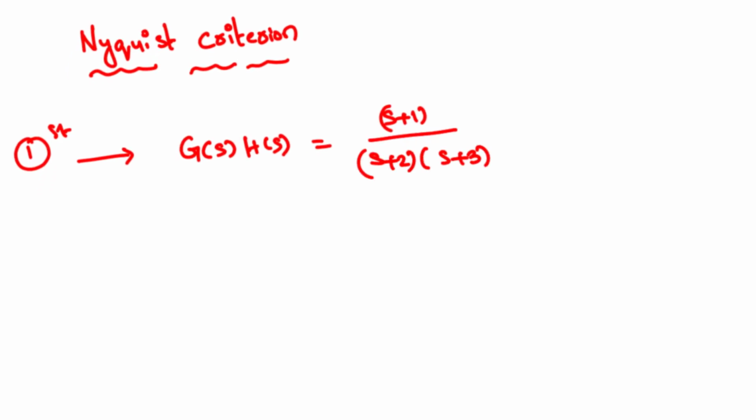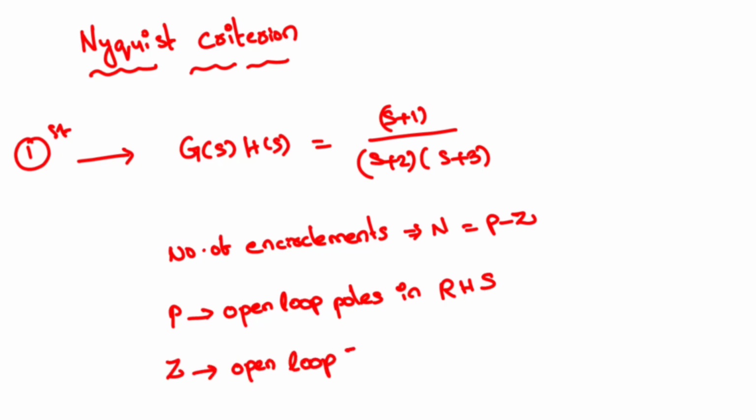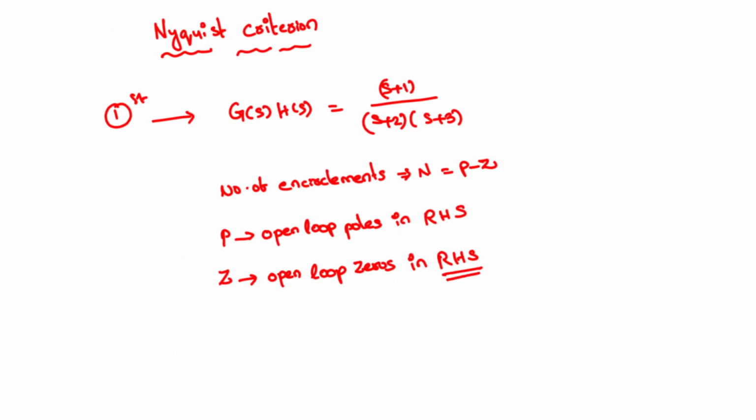So in the first criteria, we are talking about N = P - Z, where N is the number of encirclements around the origin, and P is the number of open loop poles in the right half, and Z is the number of open loop zeros in the right half. So we have to be very careful while choosing it. It is the number of open loop poles. Open loop, that means directly G(s)H(s), and Z means the number of open loop zeros in the right half of the open loop transfer function.